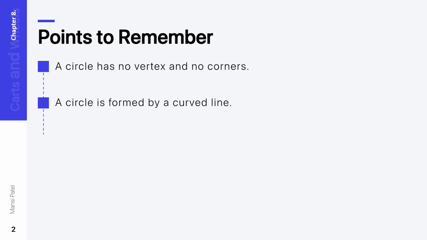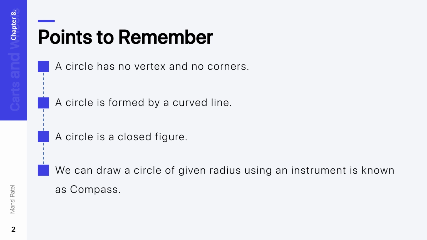If you want to make a circle, then you have to draw a curved line. Curved line means what? Round line. You are not supposed to draw a straight line for drawing a circle. So we can say that a circle is formed by a curved line. A circle is a closed figure. We already know that if you want to draw the circle, it must be a closed figure. Then it is known as a circle.